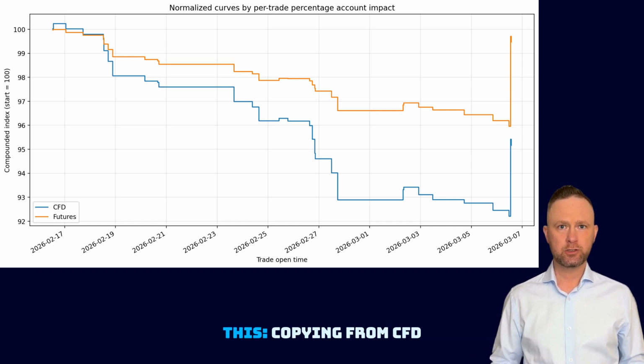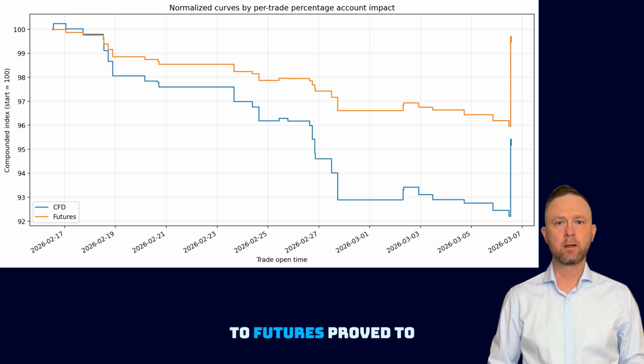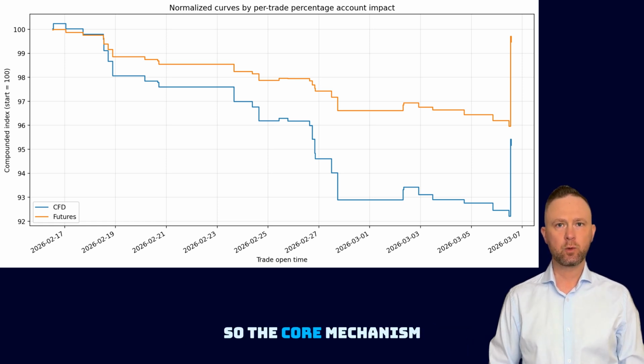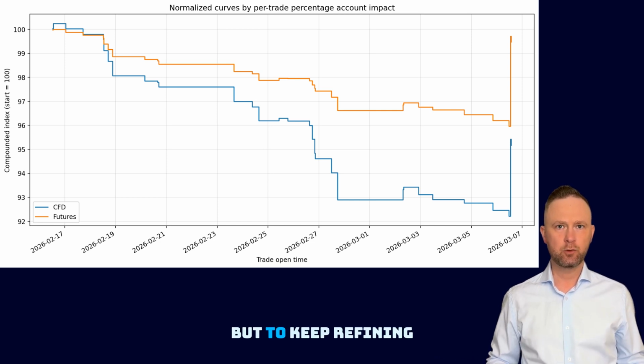The key conclusion is this: copying from CFD to futures proved to be viable, and in this sample, the futures side actually delivered a better percentage outcome than the original CFD side. So the core mechanism works, and the next step is not to change the concept, but to keep refining the technical details.